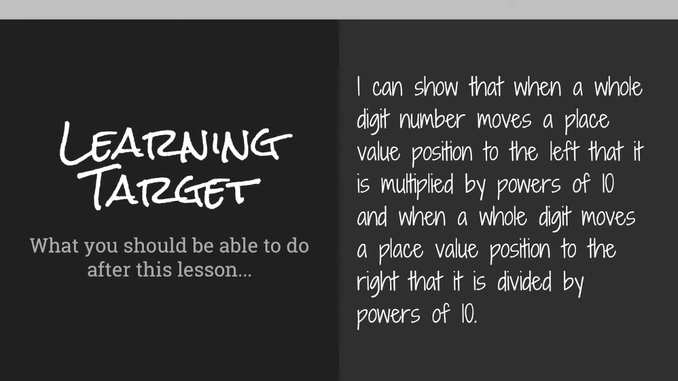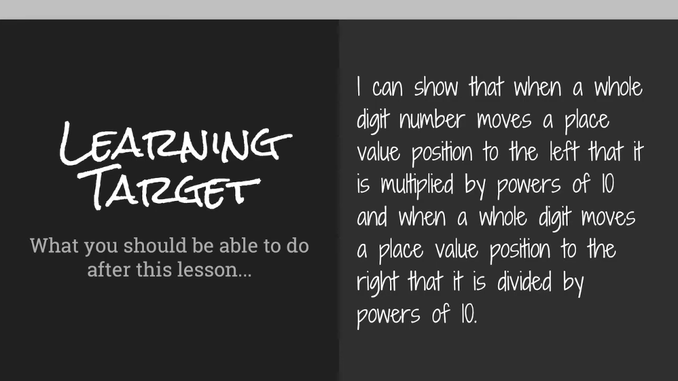So today, and I know when you look at this learning target, it's a very, very thick learning target. What I've done is I've taken a couple of learning targets and put them together, and the reason is I'm teaching you a skill, not necessarily based on the operation, but based on your understanding of the relationship between place values. So after this lesson, along with some practice provided, you should be able to show that when a whole digit number moves a place value position to the left, it is multiplied by powers of 10, and when a whole digit number moves a place value position to the right, it's divided by powers of 10.